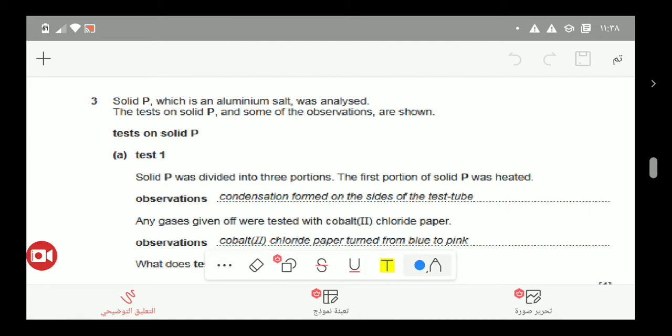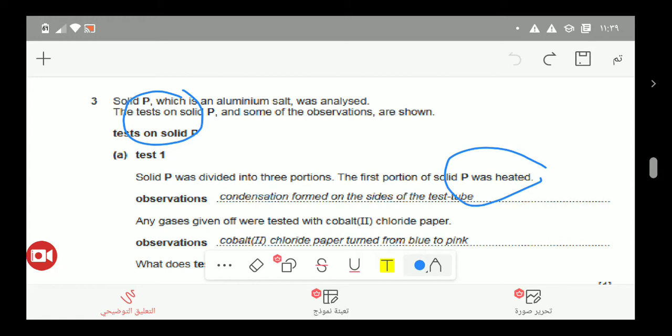Solid B, which is an aluminum salt, was analyzed. The tests on solid B and some of the observations are shown. Test 1: solid B was divided into three portions. The first portion of solid B was heated. Observations: condensation formed on the side of the test tube.